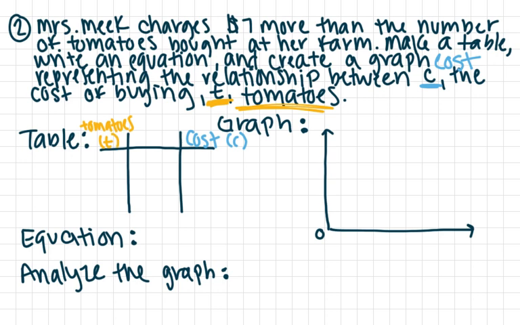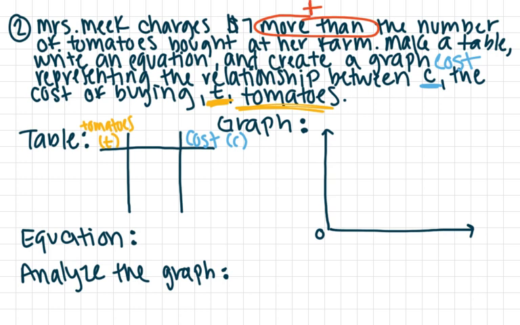So let's see what it says that we're doing to these tomatoes and the cost. It says it's $7 more than the number of tomatoes bought. So $7 more than. Think about what operation "more than" could represent. Adding, subtracting, multiplying, dividing. Okay. If I'm doing something more, I would think that we're adding to it. And so more than means that we are going to be adding.